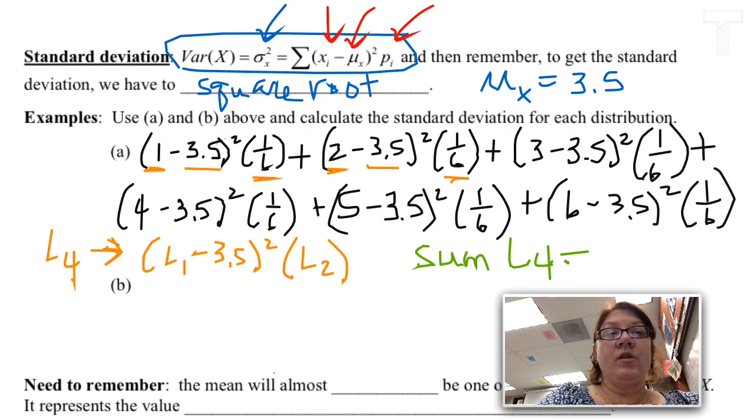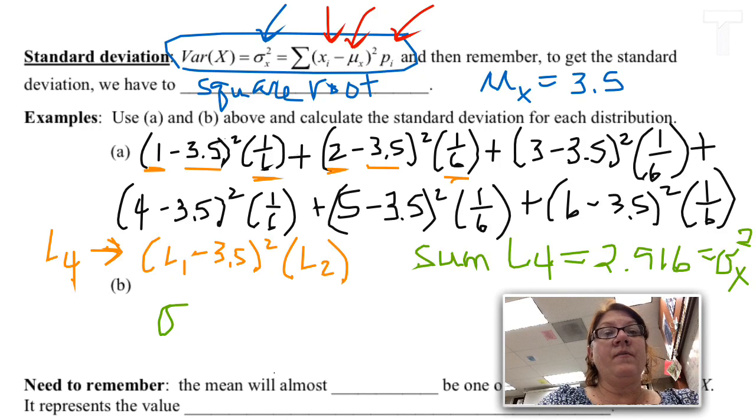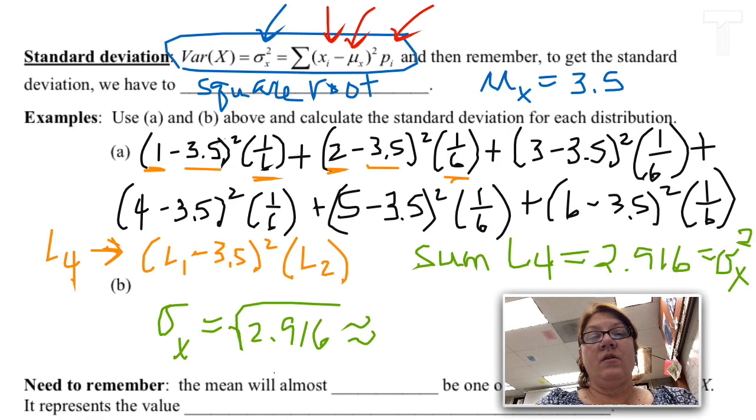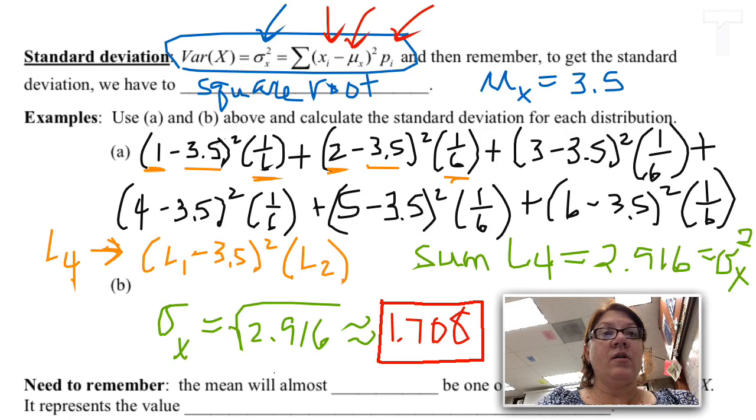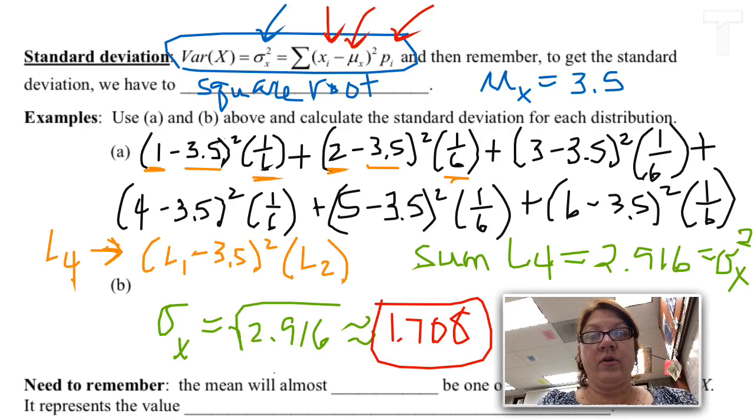Hopefully I managed to do this one right and get 2.916 repeating. But remember, that's my variance. To get the standard deviation, I have to take the square root of that, which is 1.708. So that's my standard deviation for that first table, where I was looking at the outcomes for rolling a die.